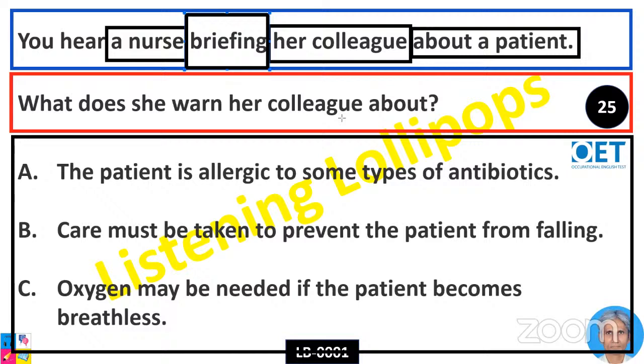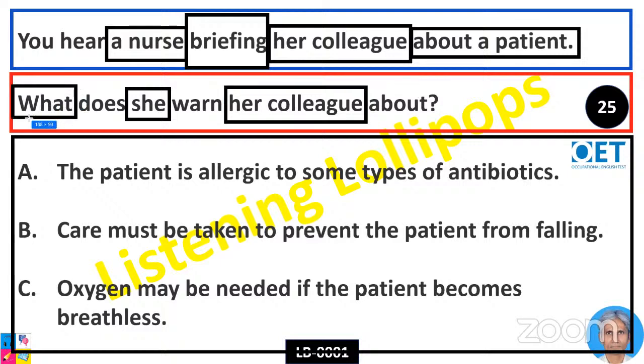Then what is the mode of speaking? Briefing. It means not explaining fully, but summarizing and telling. That is briefing. Right. And next, in this one, what does she do? She means the nurse. She warns her colleague. About what is she warning? She is warning her colleague.